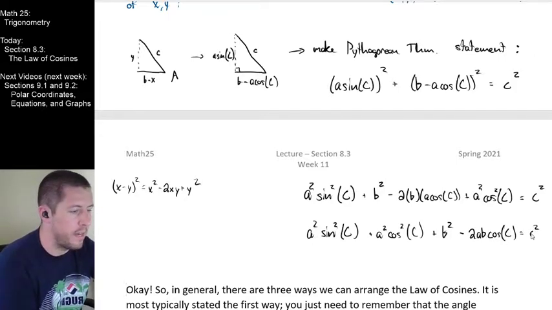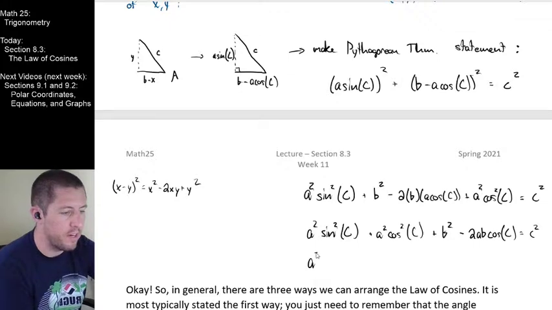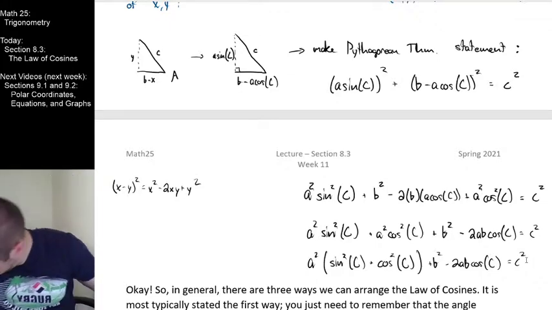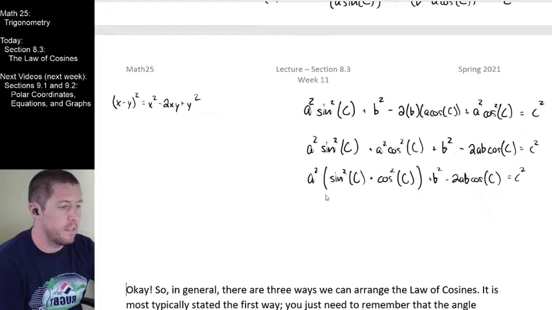Should be equal to c squared. Now, the last little piece of magic that needs to happen here is I'm recognizing that a squared is a component of both of these, so I'm going to factor it out from those two terms. That's going to leave a sine squared of c plus cosine squared of c, and you know what that is equal to from our Pythagorean identity. And that's just equal to 1.